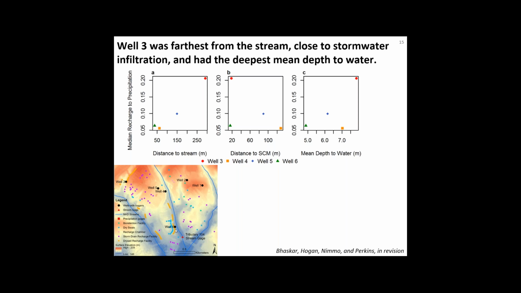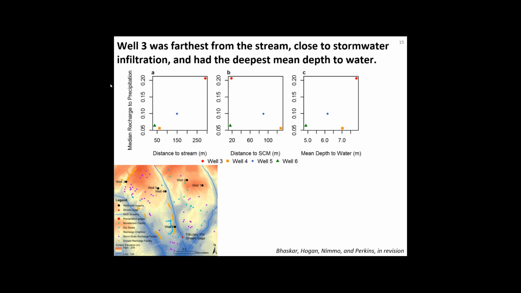But you can see this well 6 here is also close to dry wells, and it didn't have a particularly high recharge to precipitation ratio, but it had other characteristics which were different. Namely, it was very close to the stream, and it had a more shallow depth to water. So with the kind of experimental setup we have in this particular watershed, we're not able to look specifically at the effect of the distance to the stormwater control measures on the groundwater table behavior, because there are these other variables that are also different between these wells.